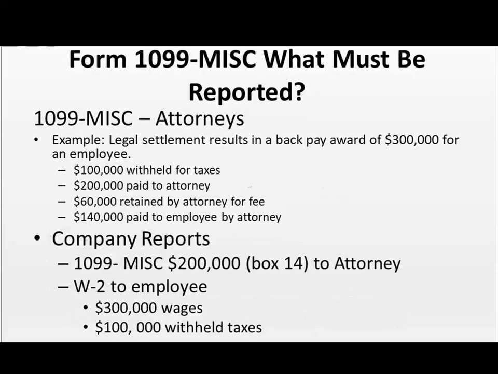Now, how does that get reported? The company reports on 1099 miscellaneous $200,000 in box 14 as being paid to the attorney. It also issues a W-2 to the employee reporting $300,000 in wages and $100,000 withheld for taxes. This is double reporting, and my guess is that the medical professions and the attorneys brought this on themselves by apparently having high rates of noncompliance with regard to the money they were handling or the amounts they were receiving.